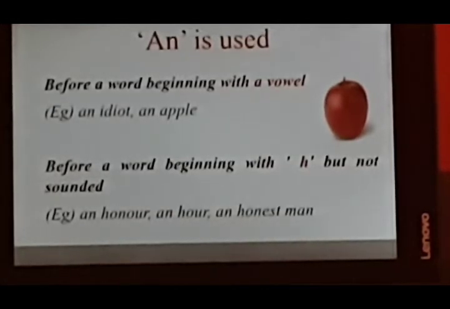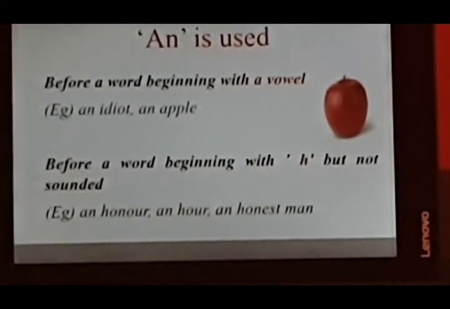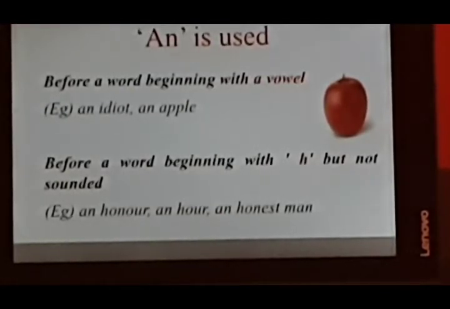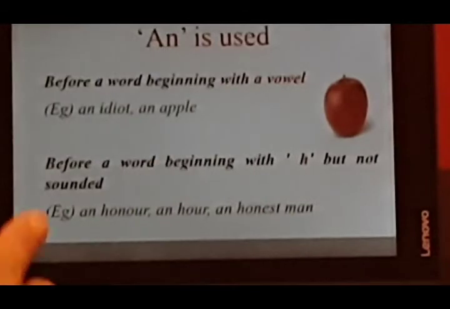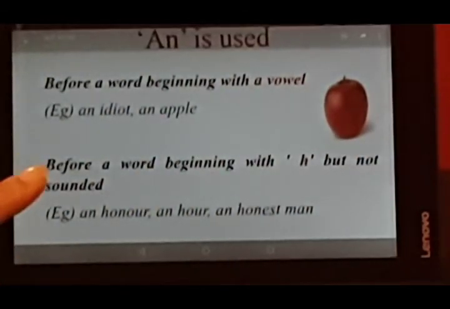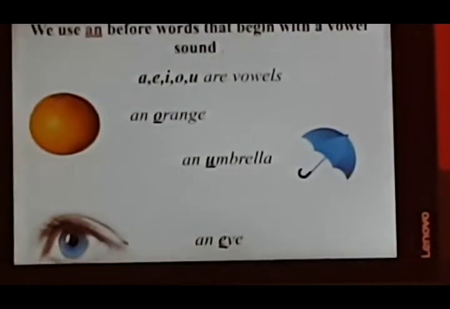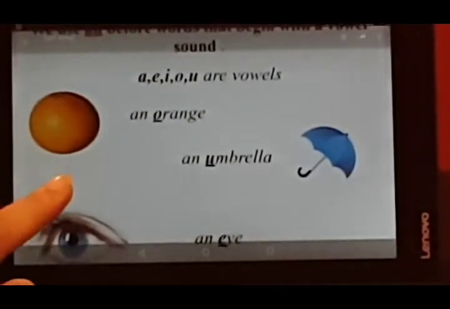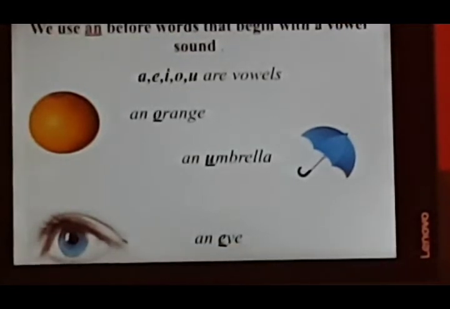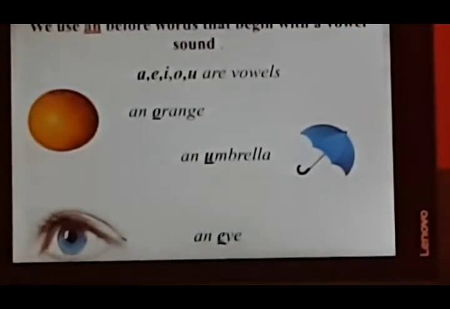That is why we are using an honor, an hour, an honest man, unlike the word university, which has a consonant sound. Otherwise the word starts with a vowel but it has a consonant sound. So here the word begins with a consonant but it has a vowel sound. So it is just the opposite of it. So we use an before words that begin with a vowel sound. A, E, I, O, U are vowels. An orange, an umbrella, and I.